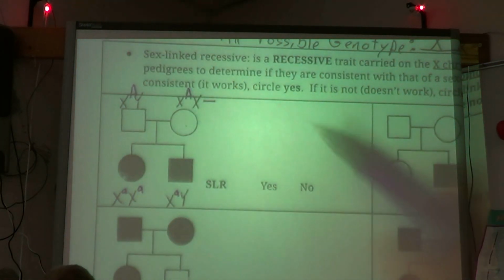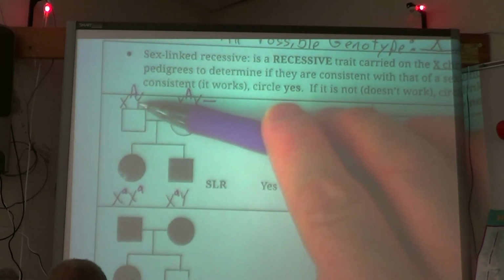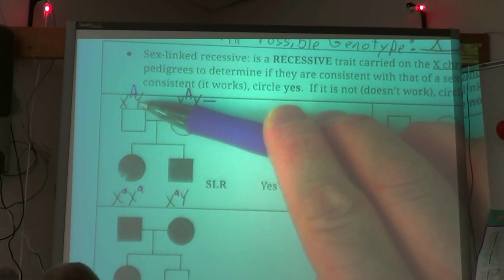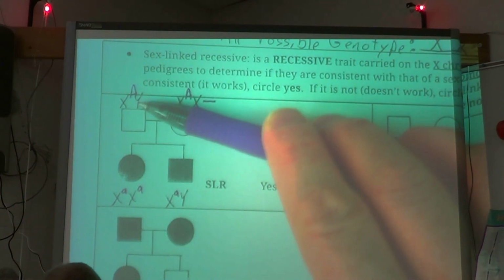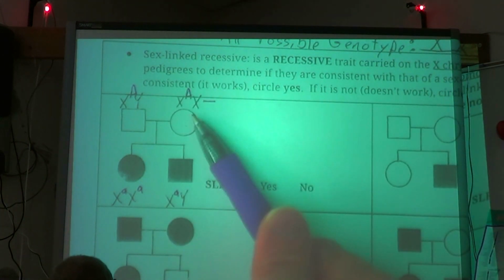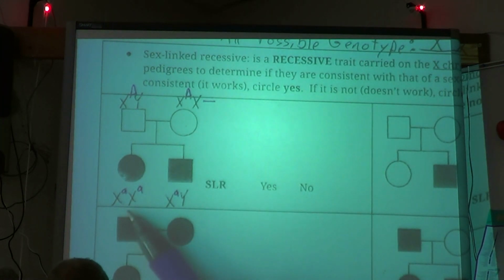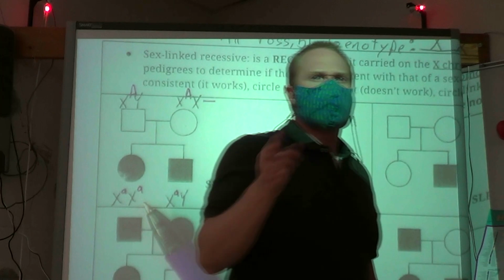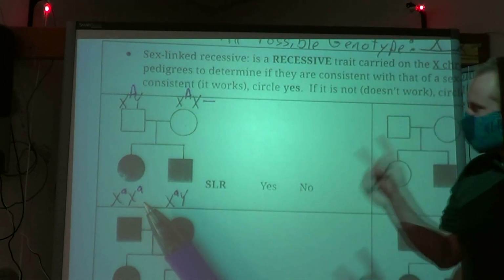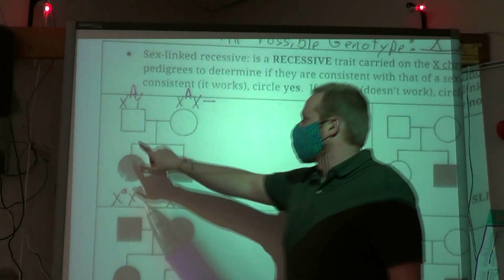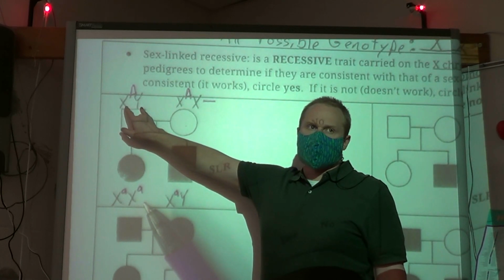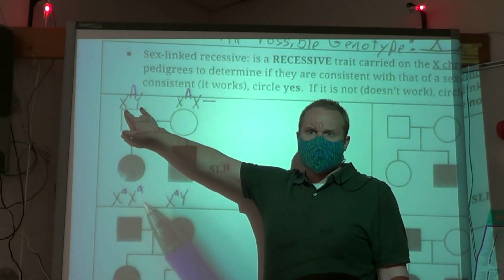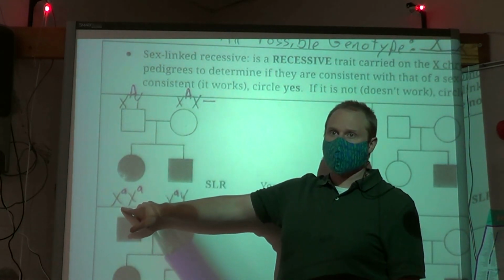Now, let's talk about possibilities. Is it possible for Dad, who's X big A, Y, and Mom, who's X big A something, to have a daughter who's X little a, X little a? No, because what can you guarantee that Dad passed on? Which one did Dad pass on, the X or the Y chromosome? Right, because there isn't one.